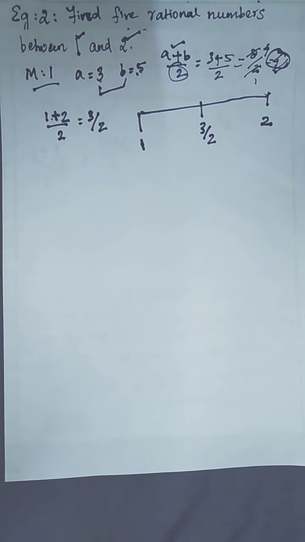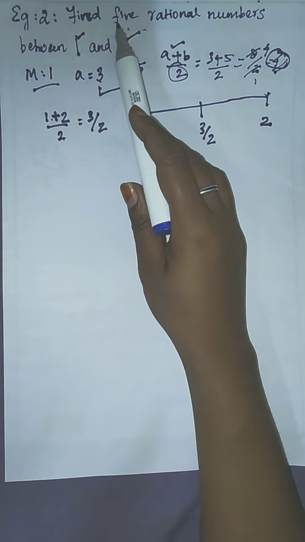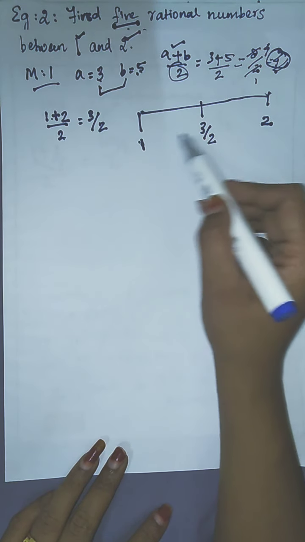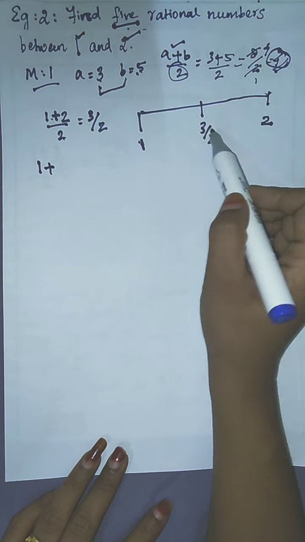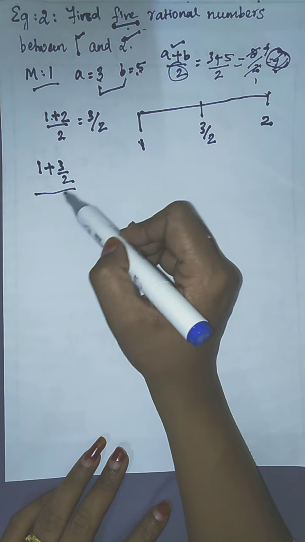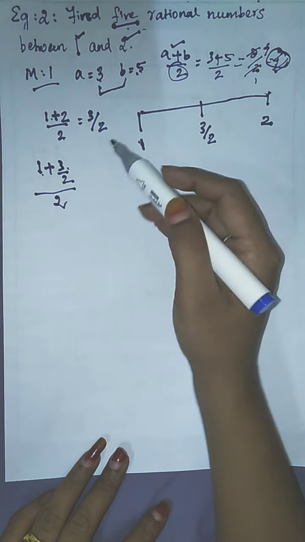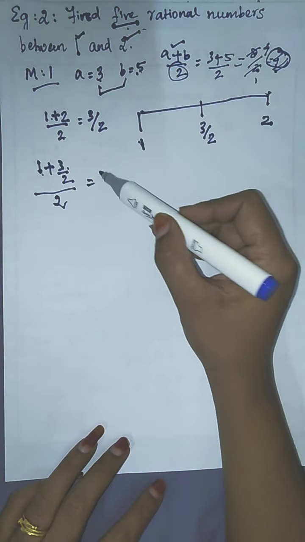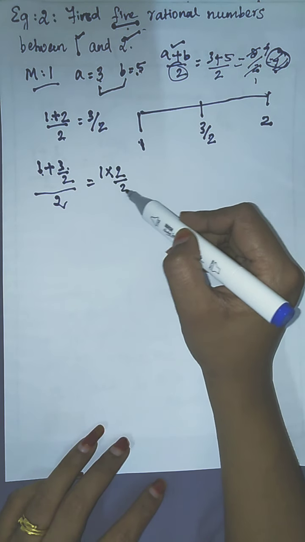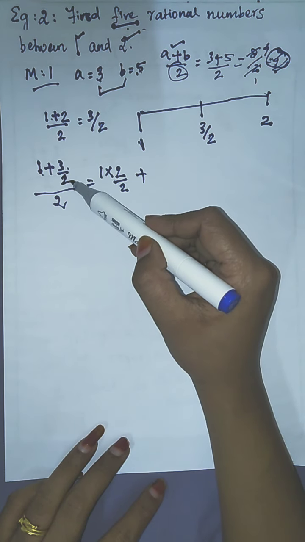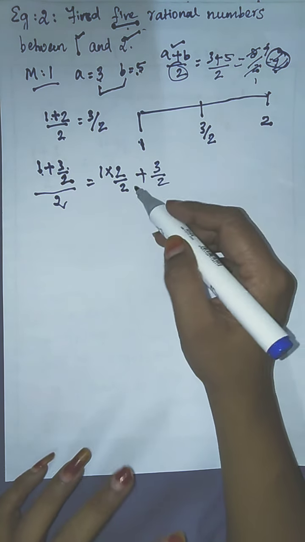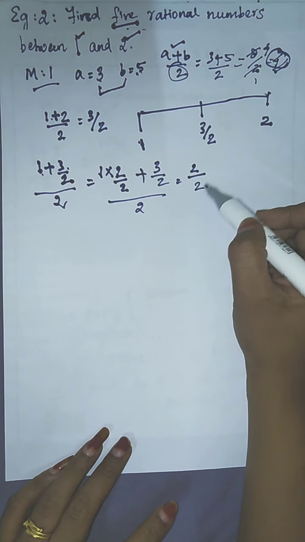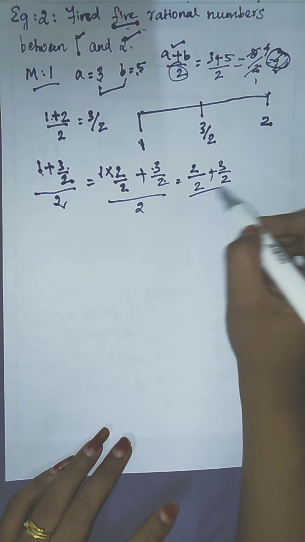Again we have to use the same method to find out the other 4 values, because they have asked to find 5 values. So take these two numbers. So 1 plus 3 divided by 2, divided by 2. Now here we have to take LCM. So we know that the LCM value is 2, right? So 1 into 2 divided by 2 plus here already the value is 2. So no problem, just 3 divided by 2, divided by 2.